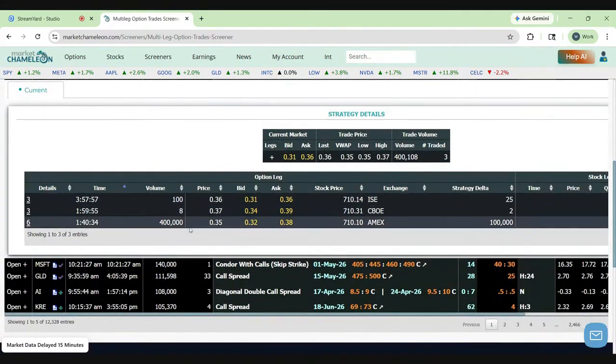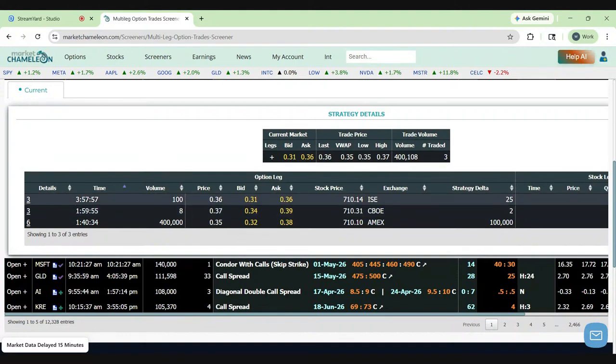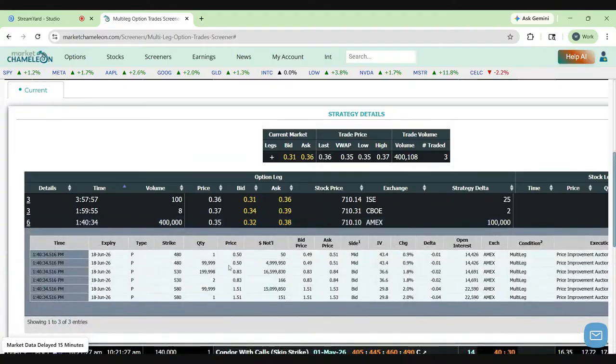So you can see 400,000 contracts involved for 35 cents. Then we saw at 159.55, a total of 8 contracts traded, and then at 357.57, 100 contracts traded. So it could be somebody noticed this trade, also wanted to participate, but you could see the big bulk of it was at 140.34. So if you click on that 6, you could see all the legs of that trade.